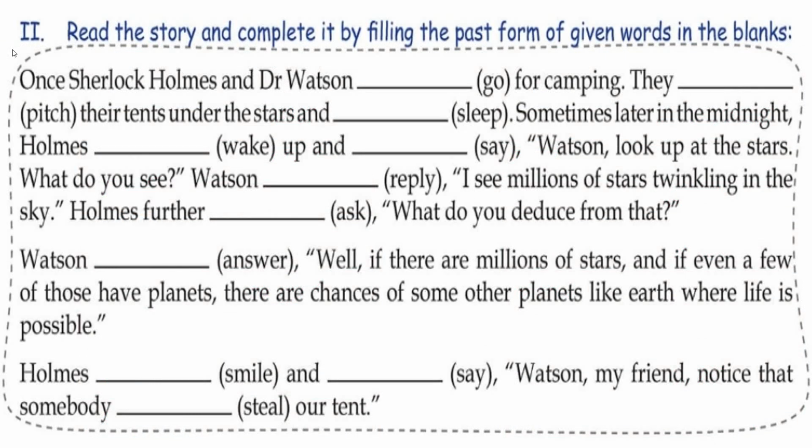Now, children, read the story and complete it by filling in the past form of the given words in the blanks. So, children, can you see a few words are there in the brackets? They are in the root form of the verb. And what do you have to do? You have to change them into past tense. So, let's do it.